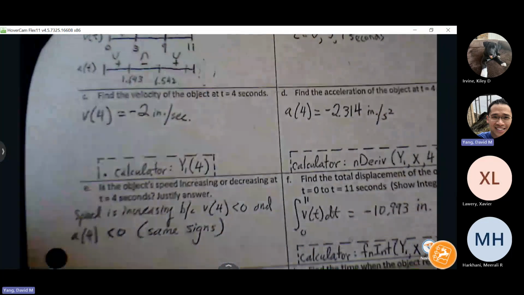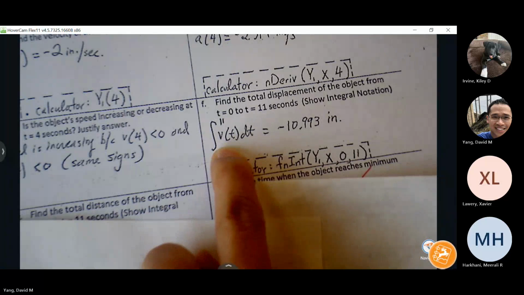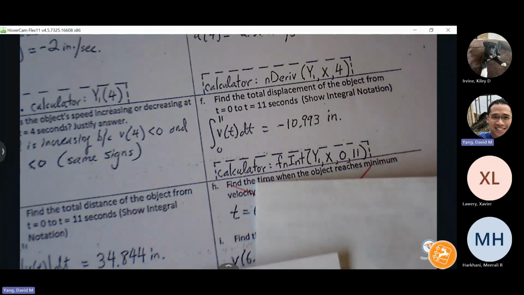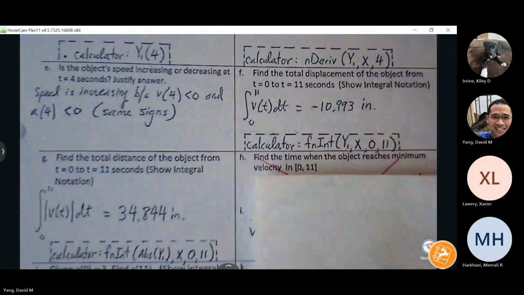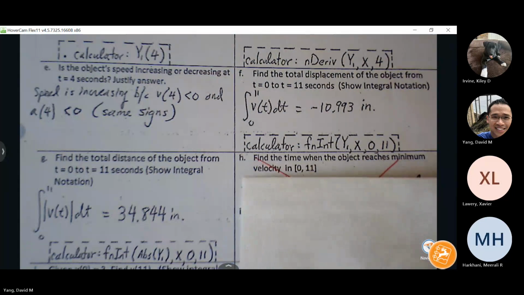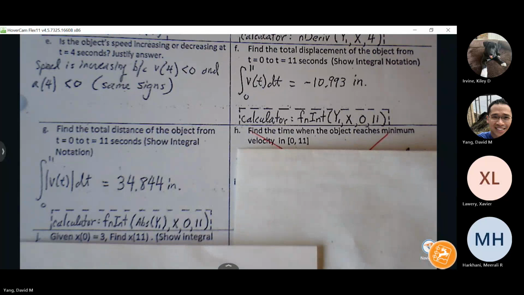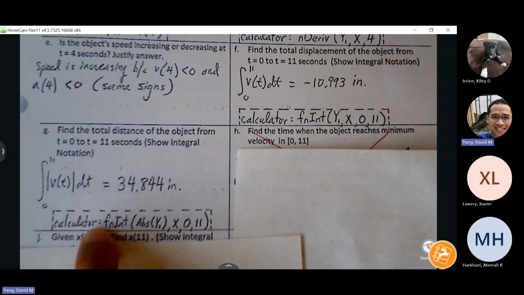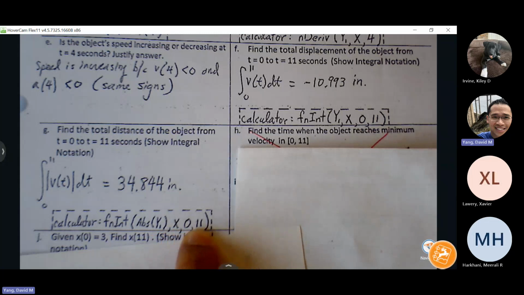Now, part G is total distance. So total distance looks a lot like displacement, but just now we need what around velocity? Absolute value. So you're going to select the absolute value feature. I'll leave that up on the board there. Absolute value is math number ABS. If you're using an older calculator, you'll do math 9, and then you'll do math number ABS, put in your function, close the parentheses, comma x, comma 0, comma 11.